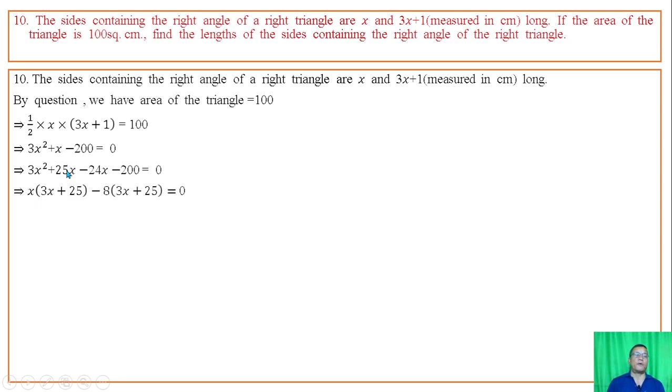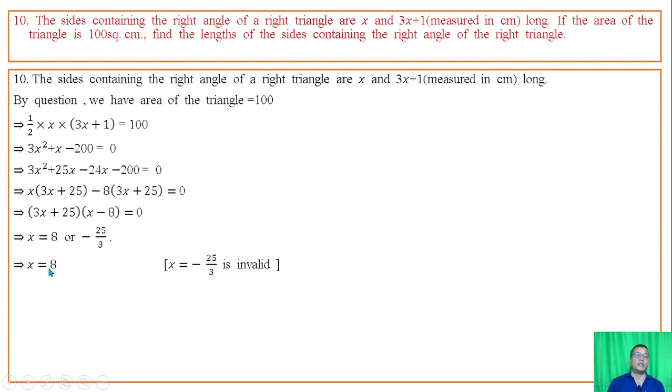Taking x common from the first two terms, we have this, and minus 8 from the last two terms, we have this. Again, taking out 3x plus 25 from the first, we are left with x. For the second term, we are left with minus 8, which is a product of two factors equal to 0. The first factor equal to 0 gives x equal to minus 25 by 3. The second factor equal to 0 gives x equal to 8.